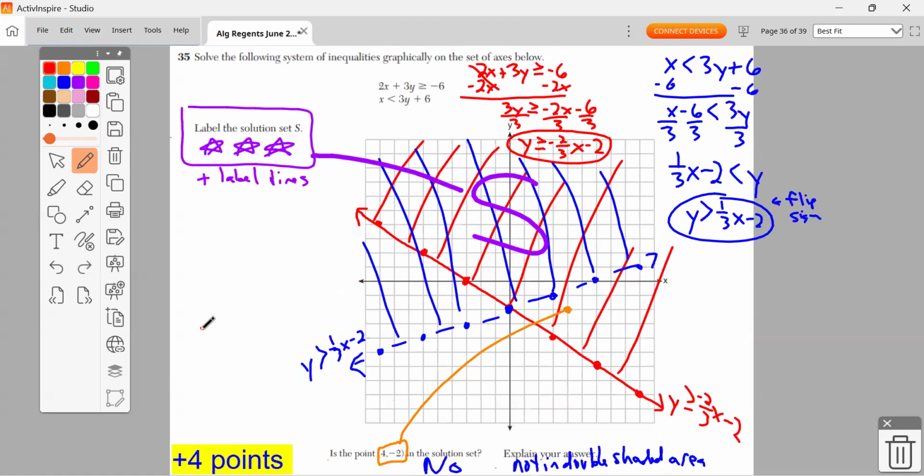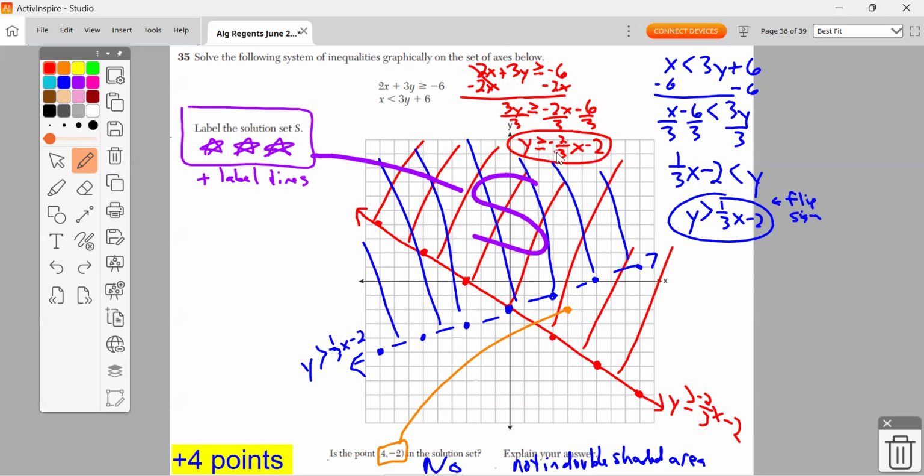In question number 35, solve the system of inequalities, label the solution set S, and then there's a part down here at the bottom. We need to rearrange these equations for y equals. We need to get the y all by itself. Minus 2x, minus 2x. You can't do a plain number minus an x, but we can switch around the order. Bring down your 3y, divide by 3, divide by 3, divide by 3. We end up with y is greater than or equal to negative 2/3 x minus 2.